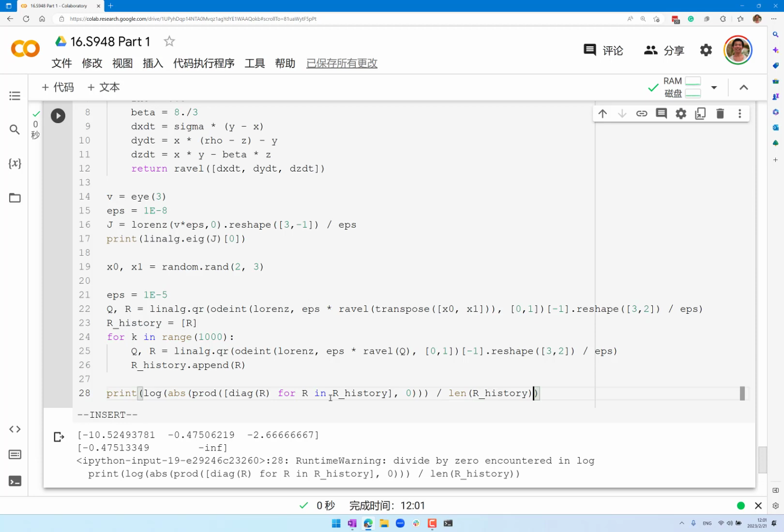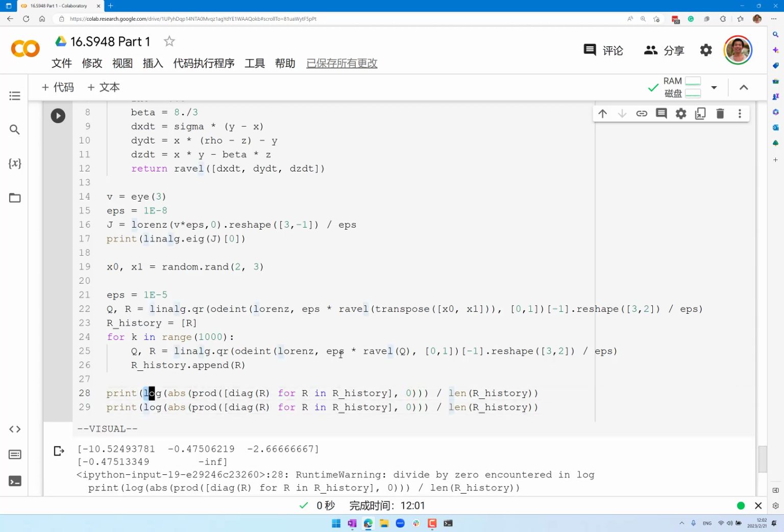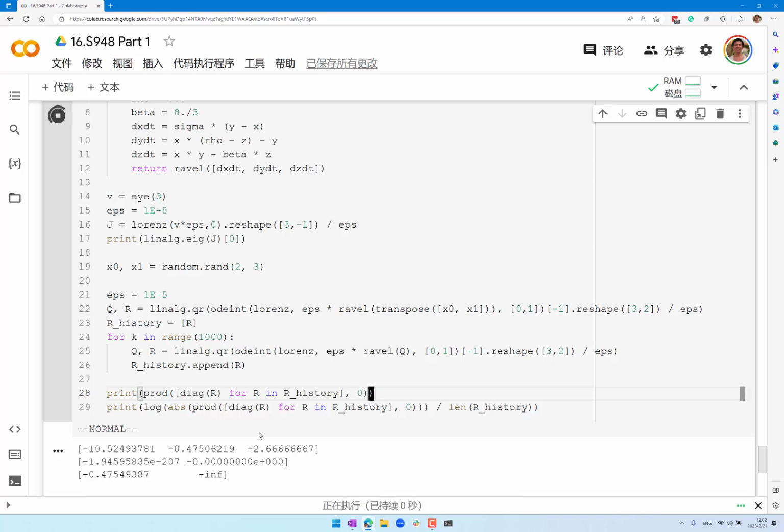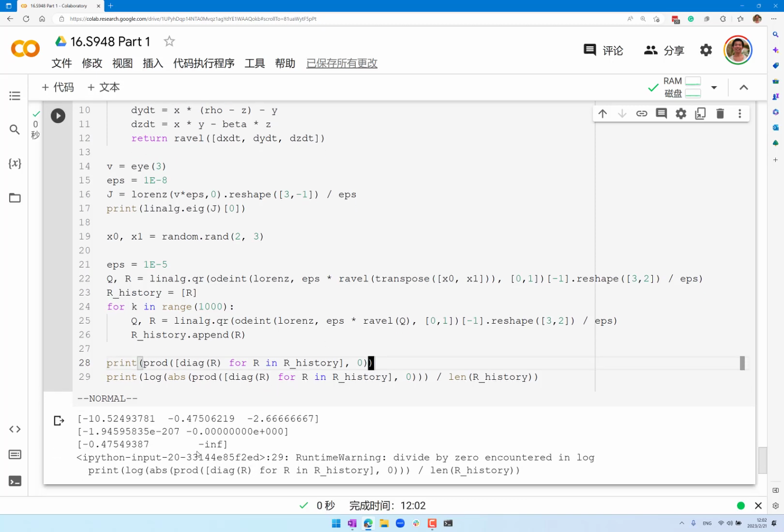Minus infinity, that's very good. Okay, but anyway, so this one already got better, right? But this one actually became minus infinity because of underflow. So essentially, if you take the product, the product is actually too small, right? It becomes basically 0, right?